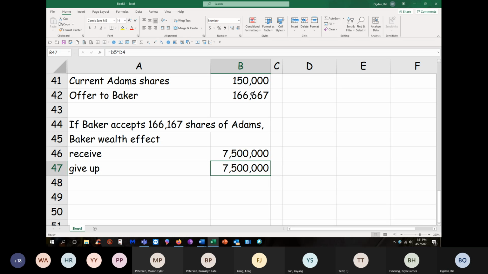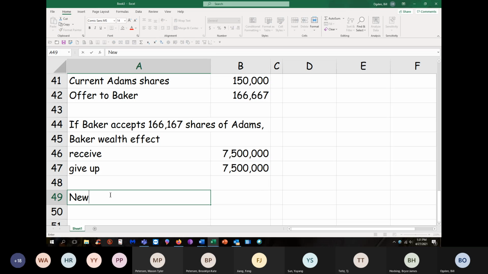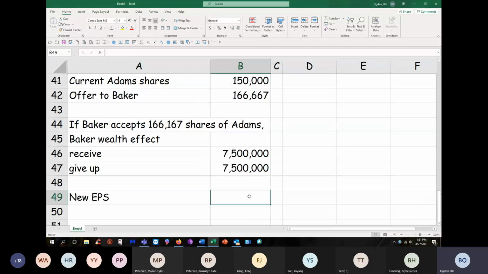All right. So now what happens to that EPS, by the way? What if Baker accepts 167 shares of Adams? What's the new EPS? Well, here we go again. What do we have for earnings in total? Let's do this in two steps. Total earnings.